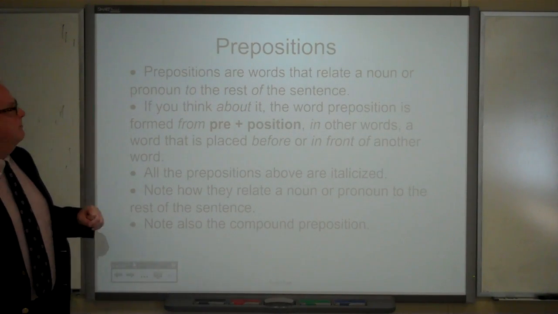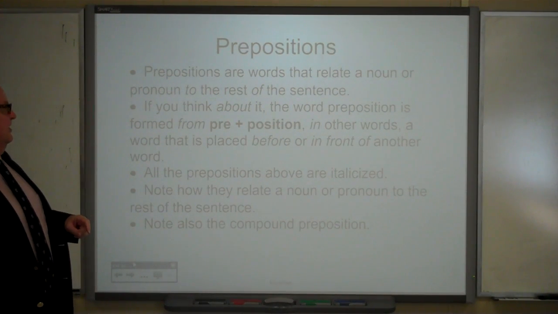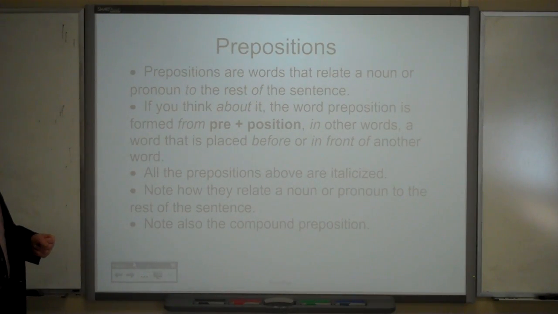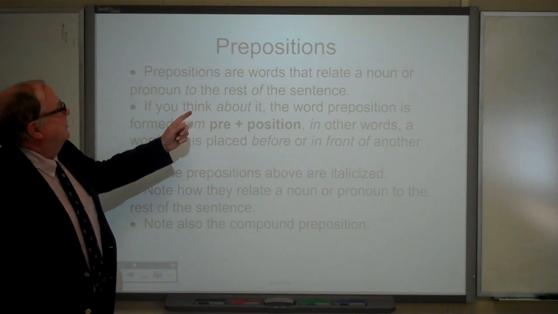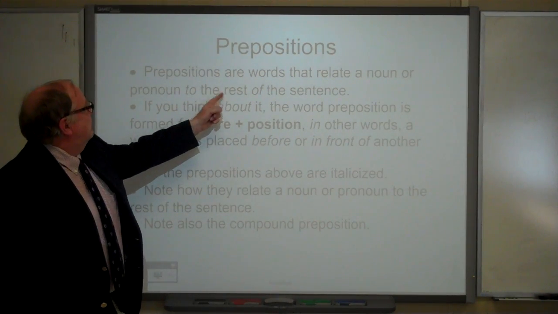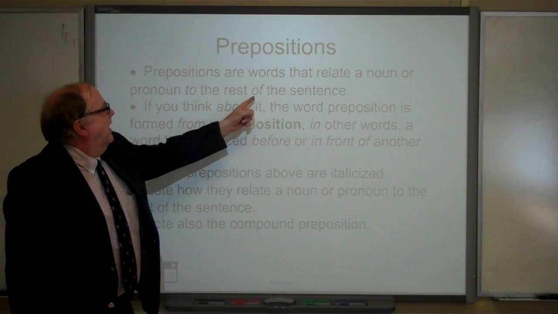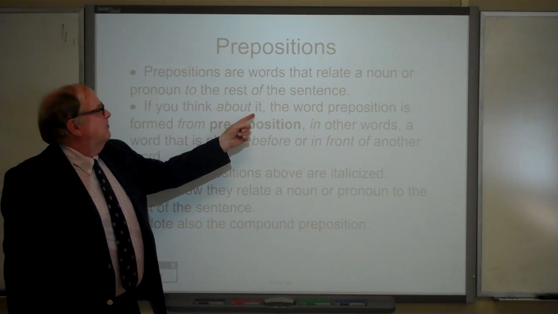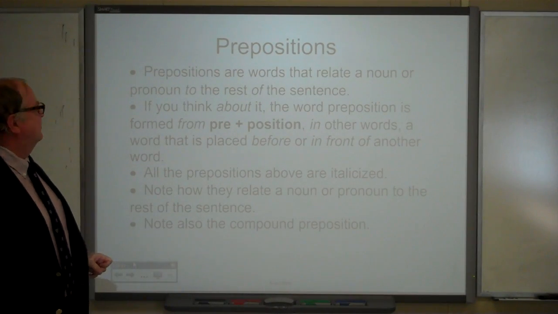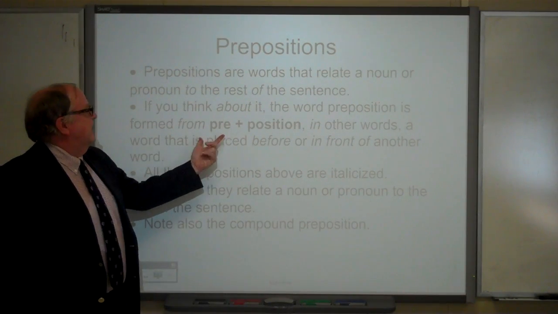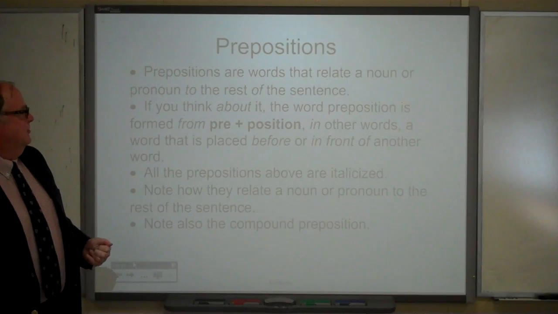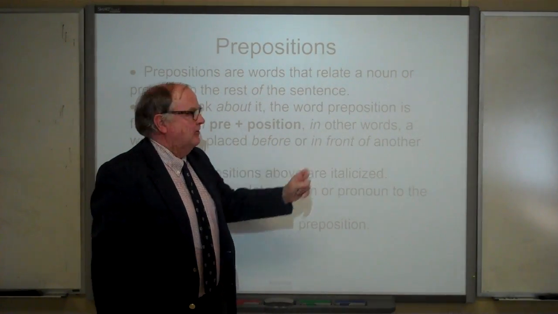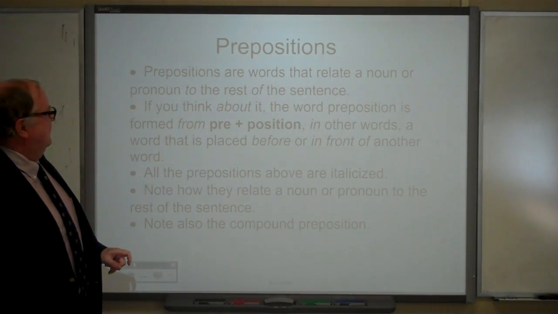2 sentences, all the prepositions are italicized, and you can see how they relate a noun or pronoun to the rest of the sentence. So, to relates rest to the rest of the sentence. Of relates sentence to the rest of the sentence. About relates the pronoun it to the rest of the sentence. From relates pre plus position to the rest of the sentence. In relates words to the rest of the sentence.